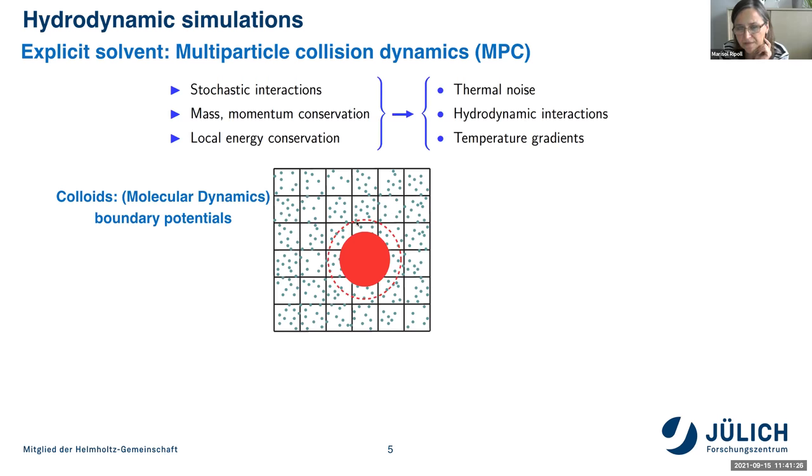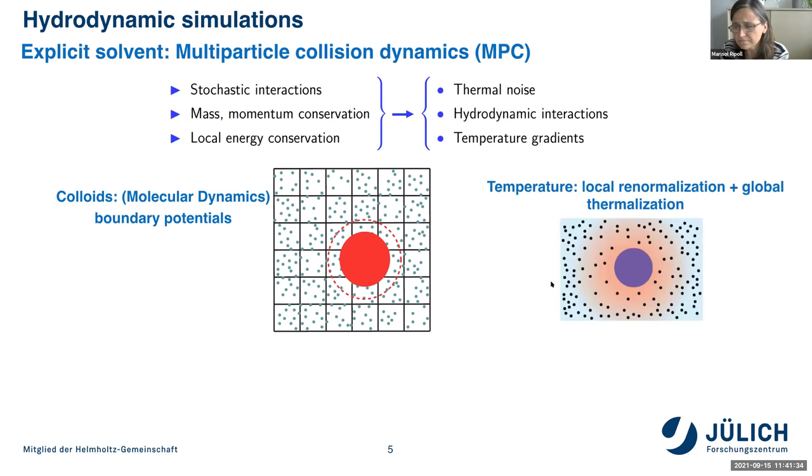The way of implementing our colloidal particles is by hybridizing the method with molecular dynamics. You have molecular dynamics of the colloidal particles and of the solvent around them. And you can also implement temperature gradients just by renormalizing, by deciding that there is an area that is going to be your hot area, and somewhere else the energy has to be taken out. If you want to take it out uniformly, you use this global thermalization.